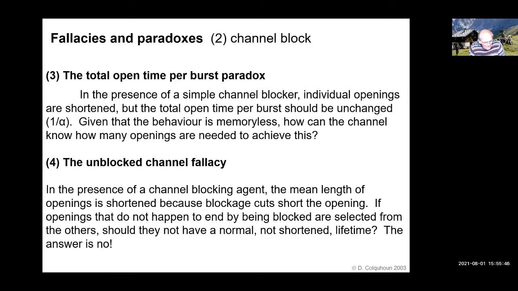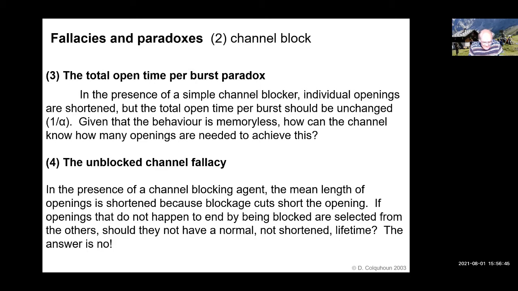And this gives rise to some fallacies and paradoxes, all based on length bias sampling, which can be easily understood, I hope, at this stage. In the presence of a simple channel blocker, selective open channel blocker, that means individual openings are shortened, but the total open time per burst should be unchanged. How can this be? How does the channel remember how long it was open for before the blockage to add it to the open time after the blockage, so the total open time adds up to 1/alpha? Well, the answer is it doesn't remember it at all.